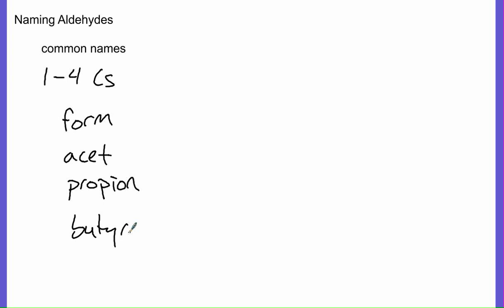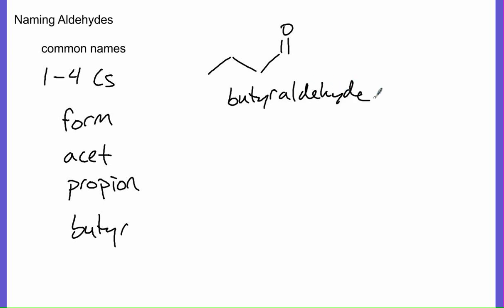So if you have any of those simple aldehydes without any substituents on it, if you know there are 4 carbons, you can call it a butyr aldehyde, right? Or maybe it's a propione aldehyde, maybe it's an acid aldehyde, maybe it's a formaldehyde.